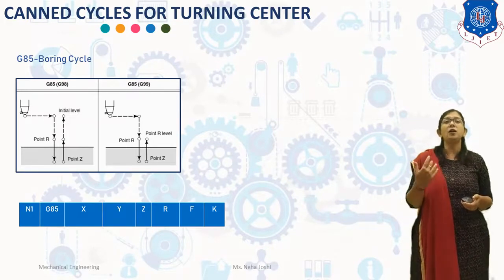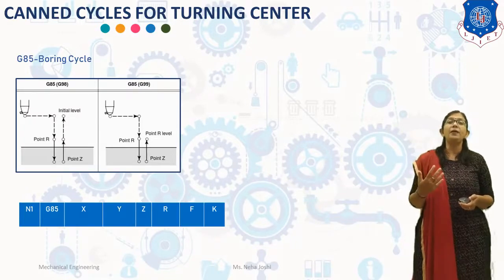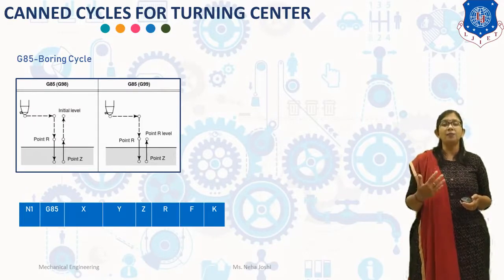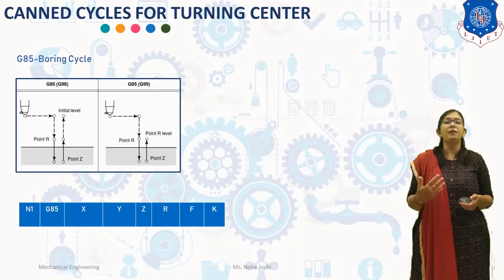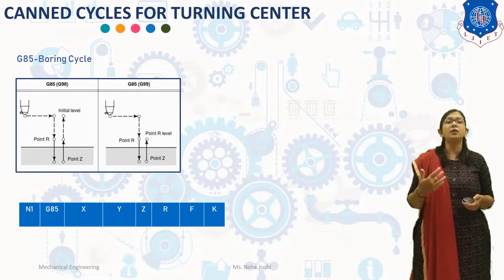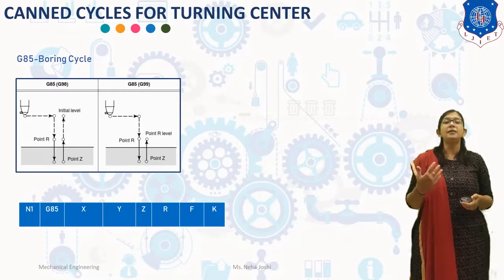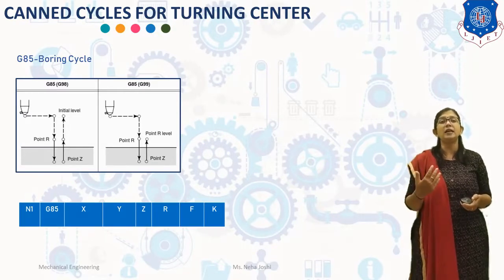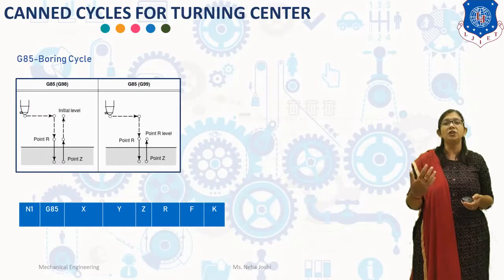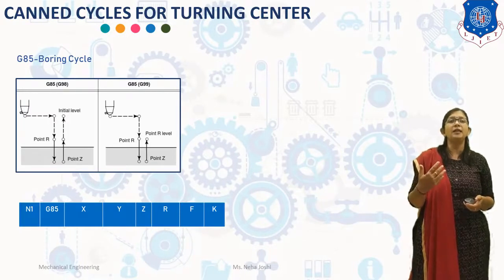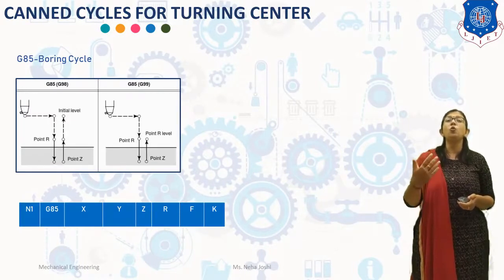After the positioning along the X and Y axes, rapid traverse is performed to point R. Boring is performed from point R to the end depth point Z with the specified feed. After completing depth Z with feed F, the tool returns with the same feed rate. The return plane depends on the G98 and G99 codes. If G98 is specified with the G85 boring cycle, the tool returns to the initial level. If G99 is specified, then the tool will return to the R level.